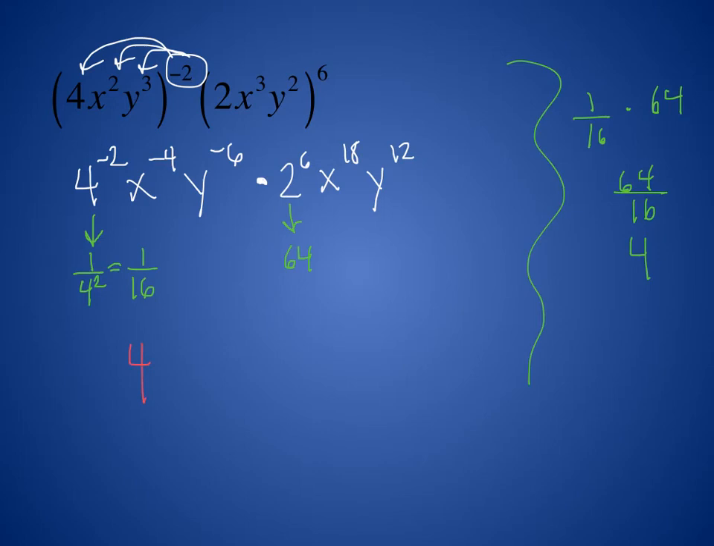Now notice I have x to the negative 4, x to the 18th. So they're being multiplied, so I'm going to add my exponents. So negative 4 plus 18 is going to give me 14. So I get x to the 14th. Then I have y to the negative 6, y to the 12th. I add my exponents, I get y to the 6. So my final answer is 4x to the 14th, y to the 6.